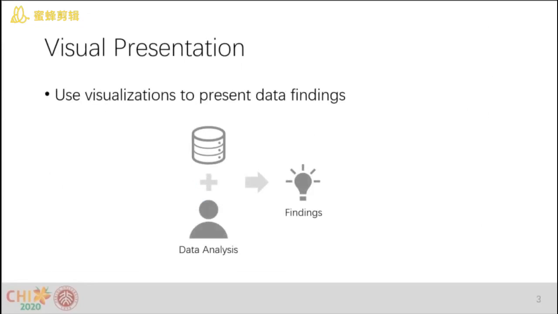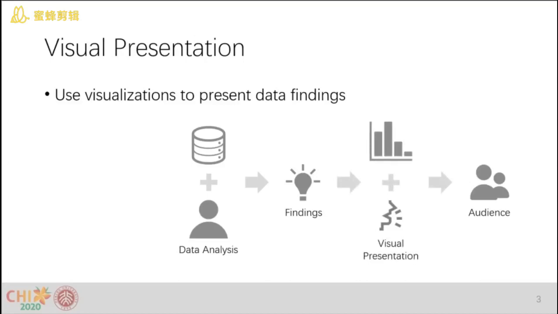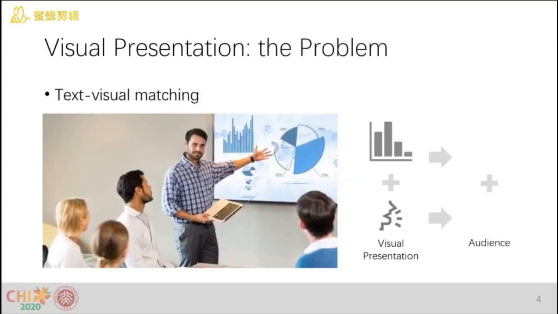People have all sorts of findings in data analysis. To share these findings, a visual presentation would be a good choice. That is, explain the insights while presenting the data with visualization. To understand the presentation, the audience needs to match what they hear and what they see. We call this process text-visual matching. It is not as easy as it seems. Let me explain with a small example.